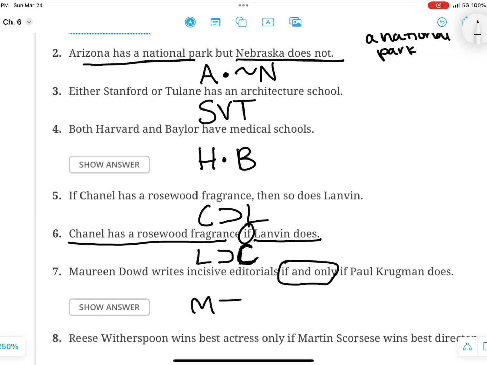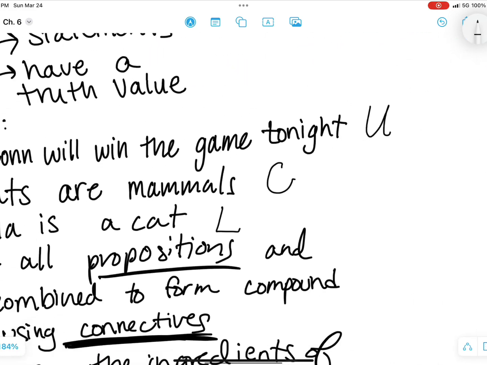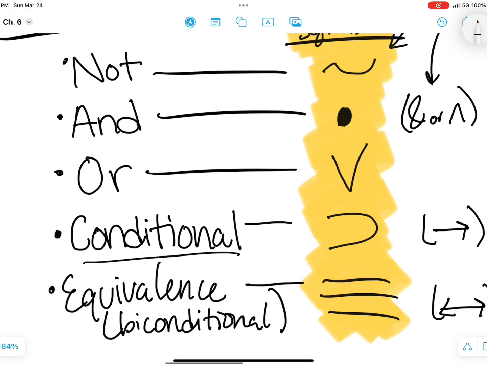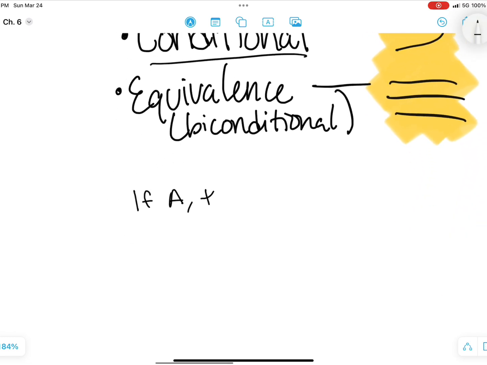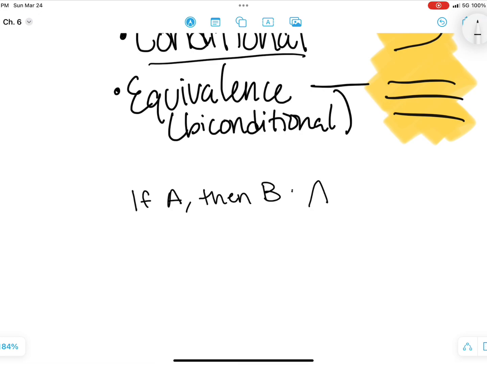Question 7 uses the biconditional, or the if and only if operator. That one's symbolized by a triple bar. So let's talk a little bit more about the conditional connective and what it really means. One common, easy English translation of a conditional is if A, then B. This gets translated as A horseshoe B.